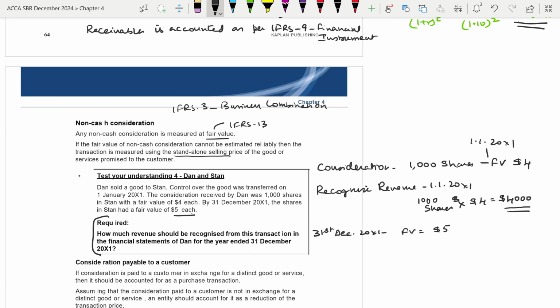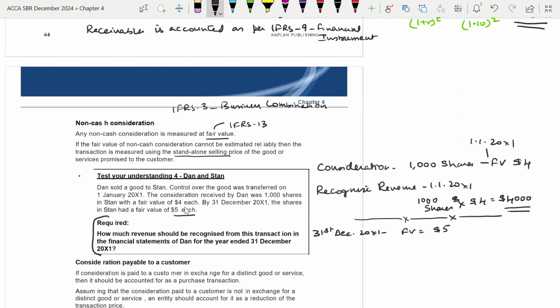Again, we will cover this in IFRS 9 financial instruments in detail. Right now, there is a separate treatment. Definitely, there is a gain of 1,000. But this gain is not due to any transaction. It is an increase in the fair value. Other things will come into the picture, but right now we are only focusing on what we are doing.